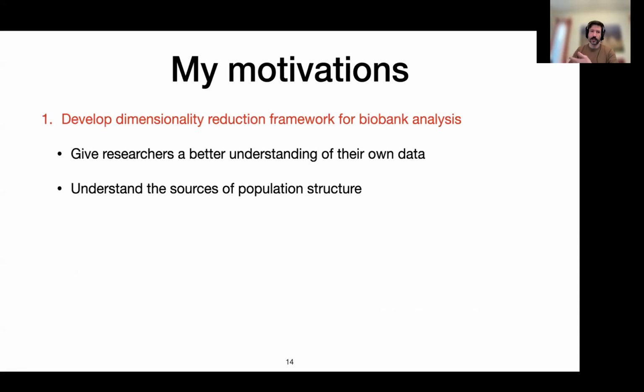The first one is to develop a dimensionality reduction framework for biobank analyses. The reason I want to do this is to give researchers a better understanding of their own data. You have these huge complex data sets and a lot of questions, like, is there a genetic architecture behind a lung phenotype? Are the distributions of blood cell densities different between different groups of people? That can be hard to answer in general, but a little easier with a dimensionality reduction framework. And also just to understand the sources of the population structure within your data.